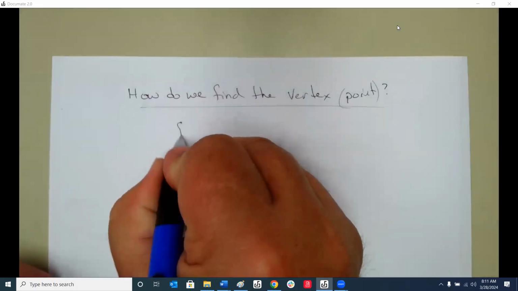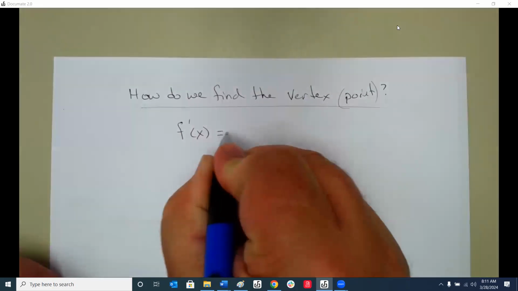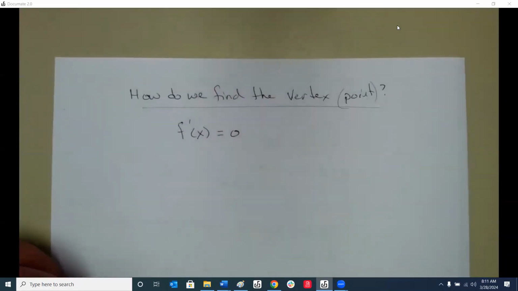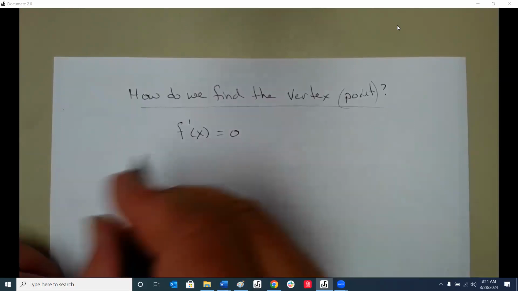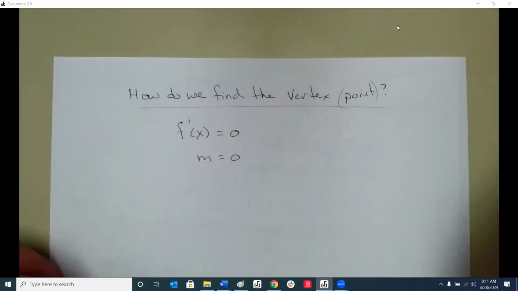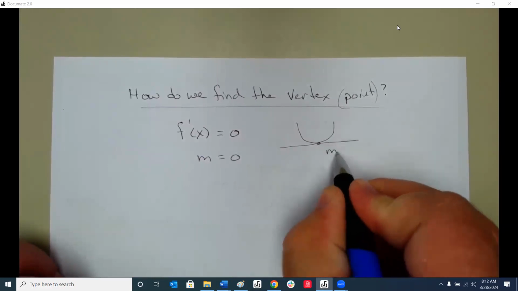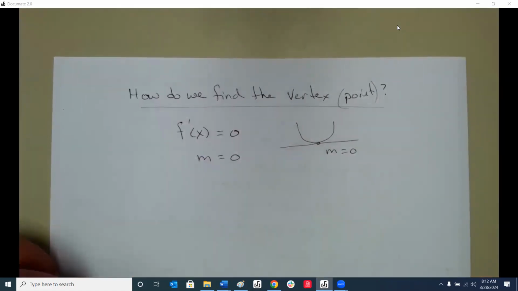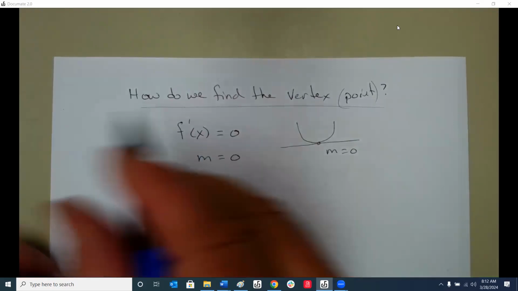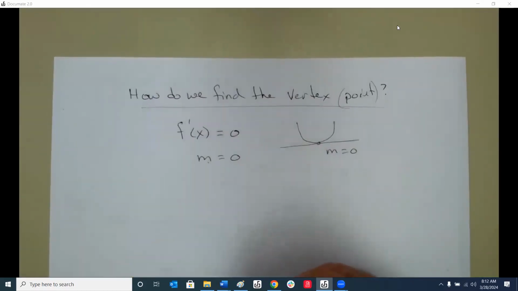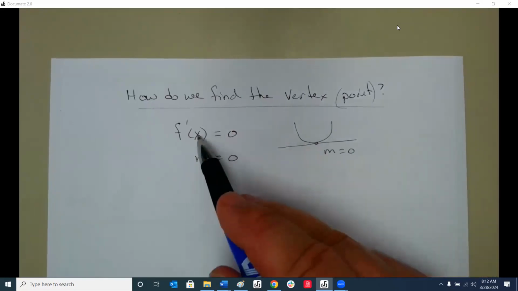The derivative of the function is equal to 0. Why is that the vertex? Because at that point, it's a horizontal line. M equals 0 is a horizontal line, which is where a vertex is. And the slope is the first derivative. Very good. So now we're connecting calculus with algebra. Calculus is derivatives, algebra is slopes.